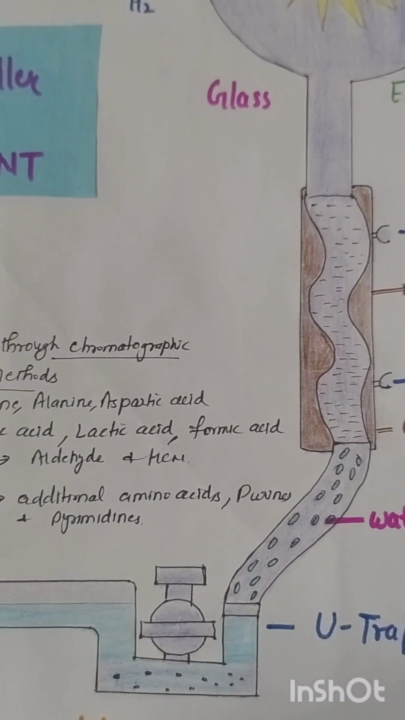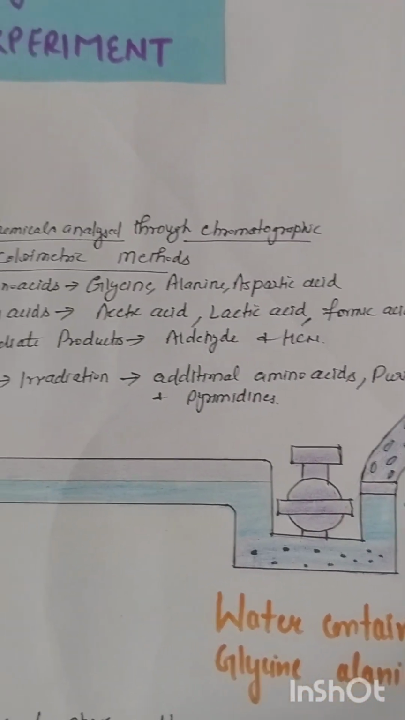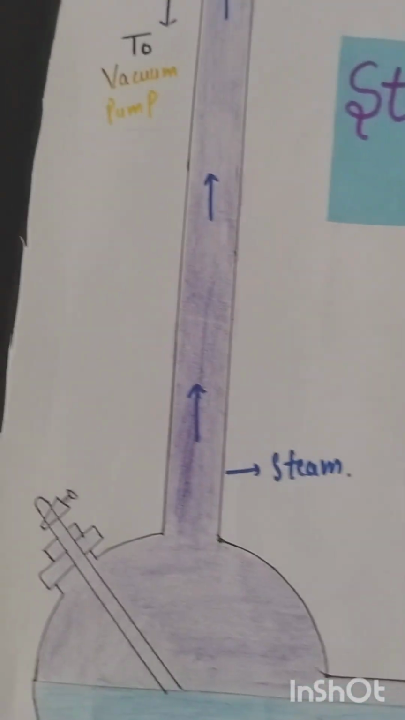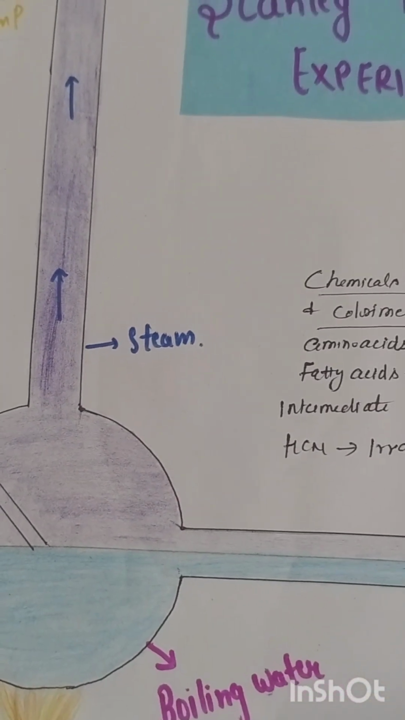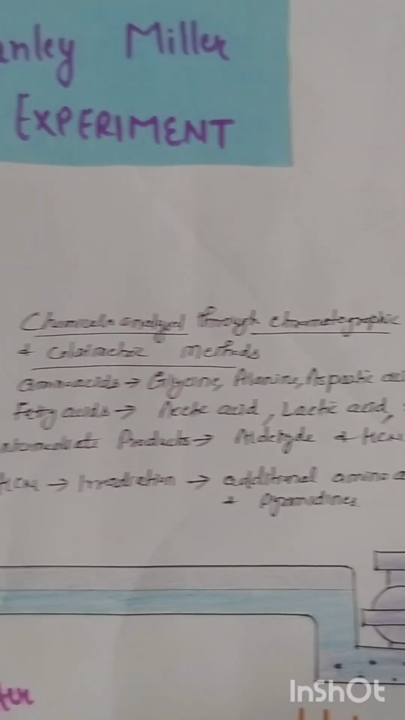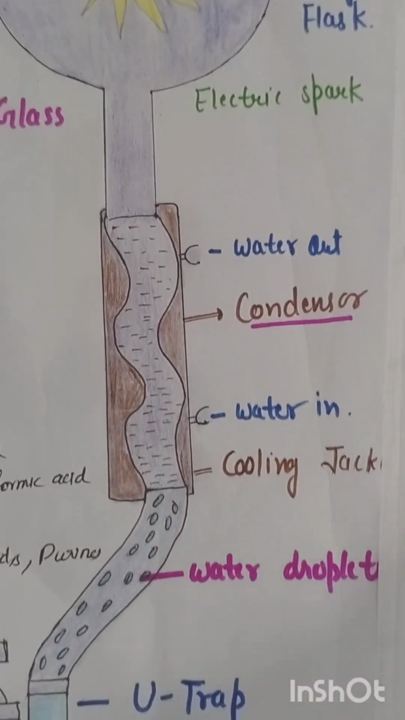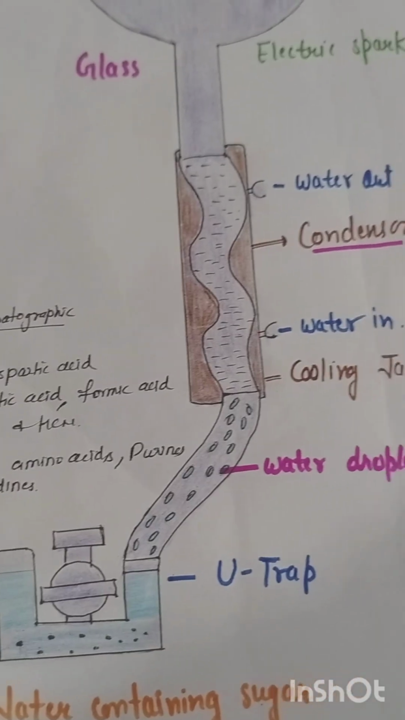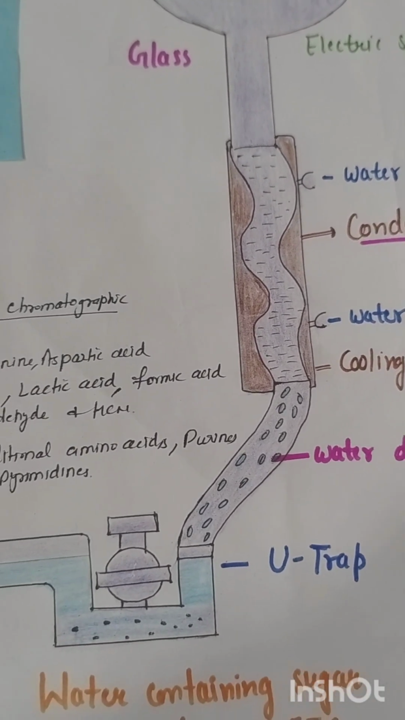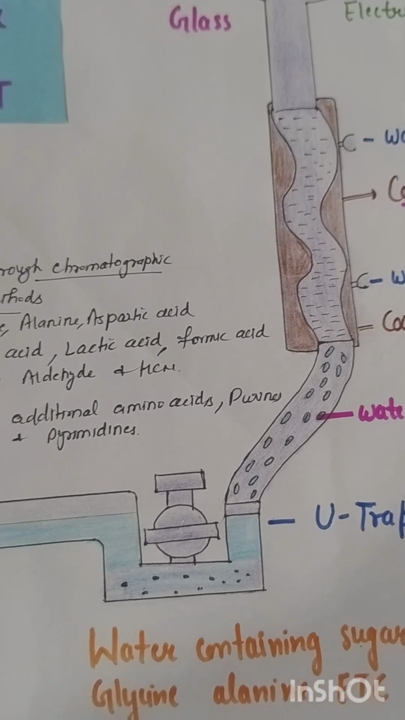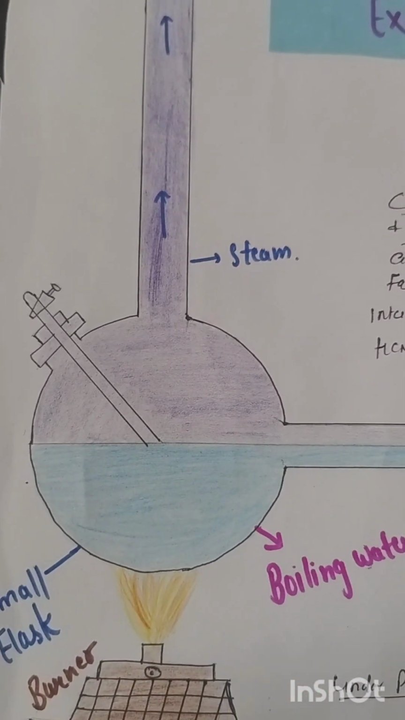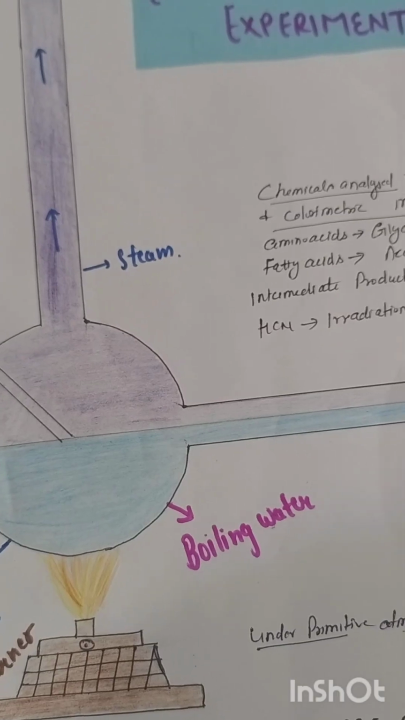Then another flask was used, which was half filled with water. You can see here, half filled water. Then H2O, water, was heated and vapor released. So vapors were released from here, water was heated, and a condenser was used here. This is a cooling form. So water droplets are collected, then moving to the U-trap, and this is boiling water, a small flask burner.